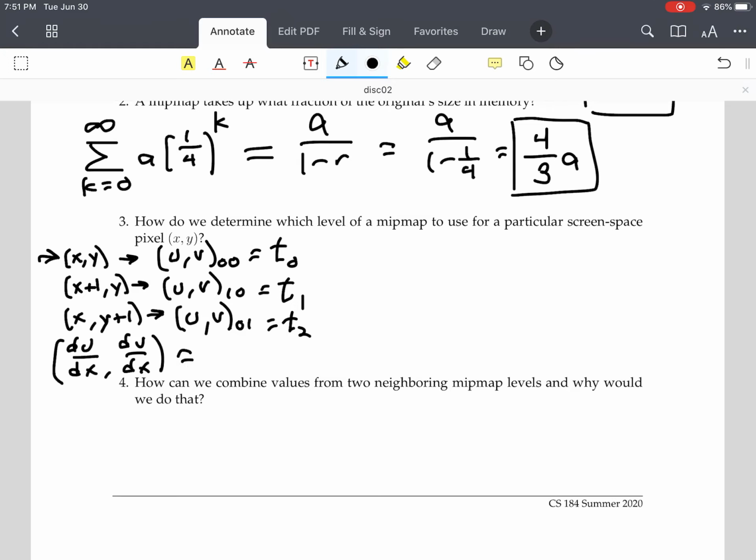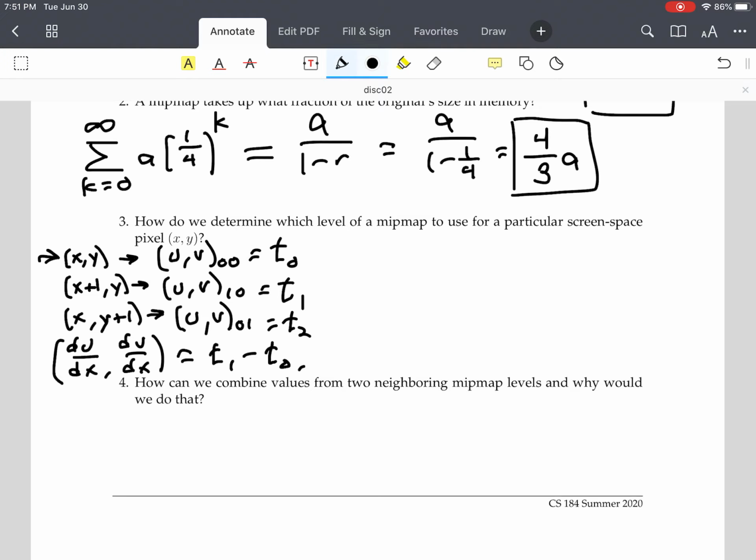is going to be equal to T1 minus T0. Okay? The reason we can say this is because between T1 and T0, we moved one pixel in the x direction, and then we saw what the resulting texture coordinates were. So when we subtract, that's the difference in texture coordinates from moving in the x direction.